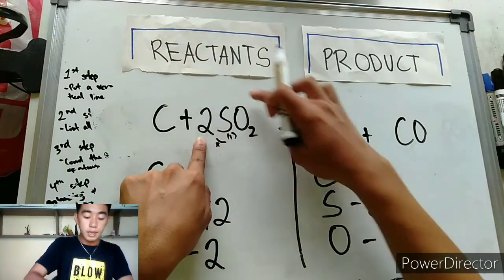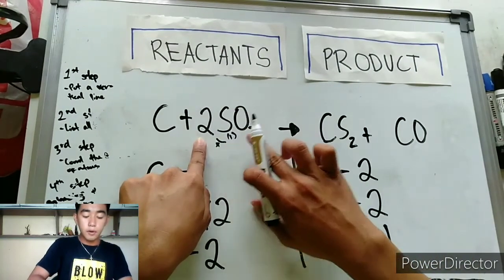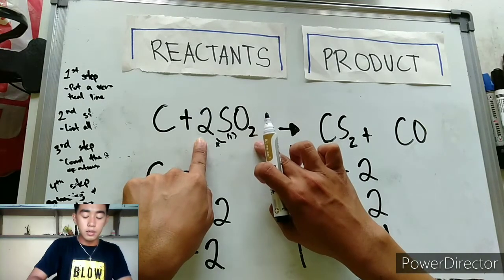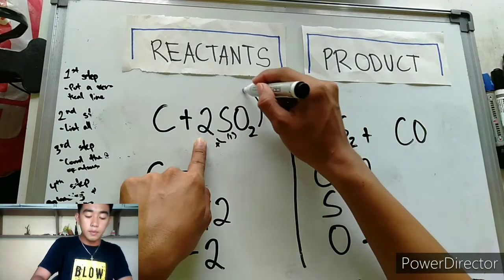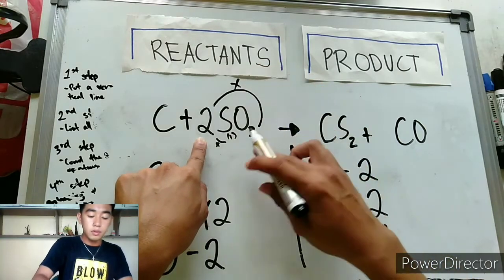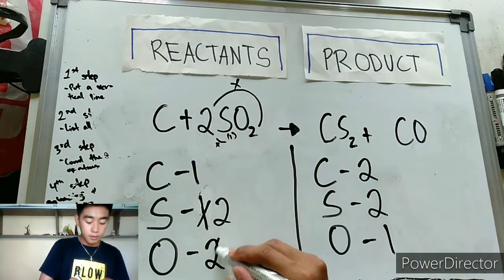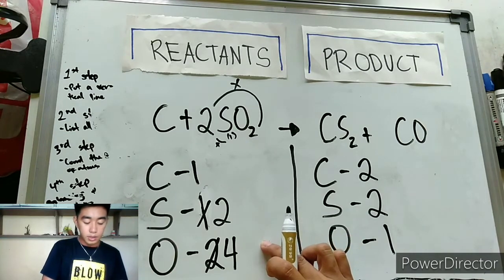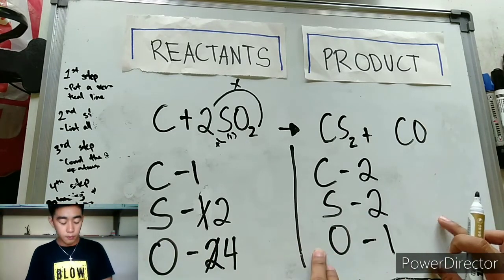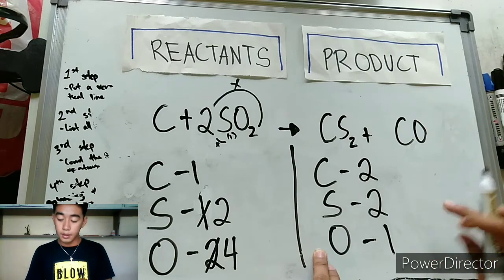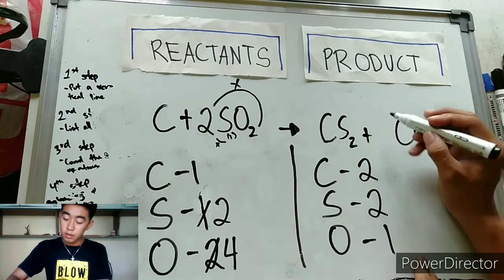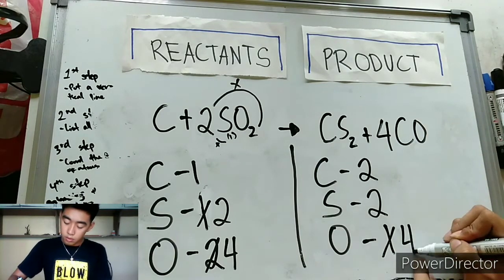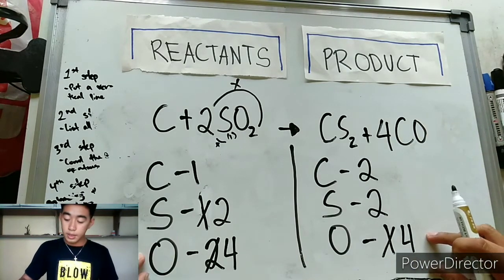So since this is a compound, yung sulfur, kasama niya yung oxygen. So yung oxygen, maapektuhan na rin yung number of atoms niya. So we have 2 times 2 is equal to 4. Since 4 yung atoms ng oxygen natin dito, dapat yung number of atoms ng oxygen natin dito ay 4 din. So maglalagay tayo dito ng coefficient na 4. Okay, so 4. Balance na yung ating oxygen.